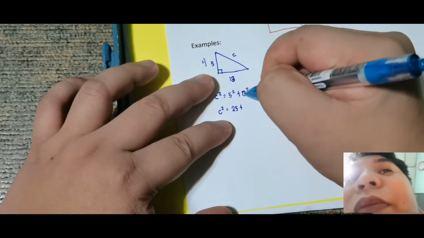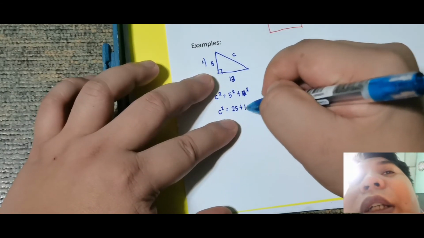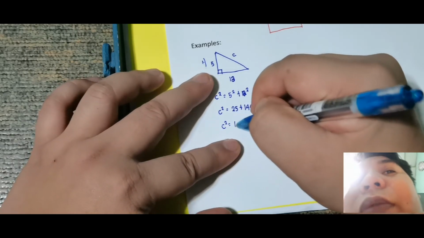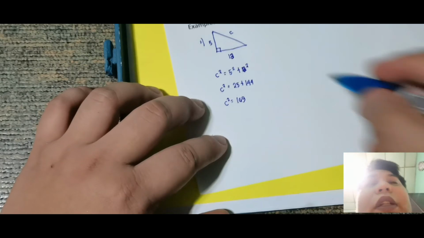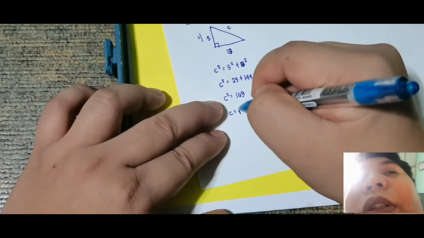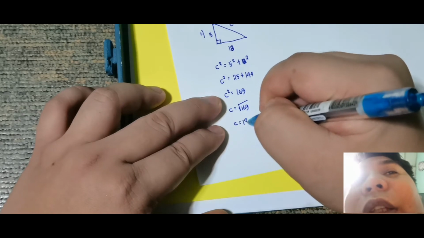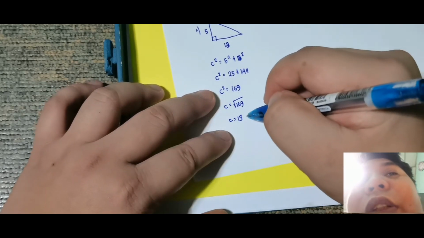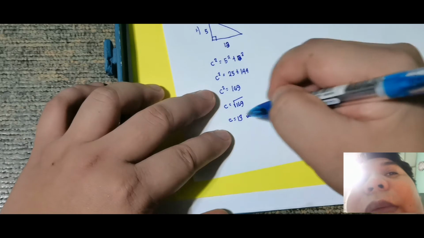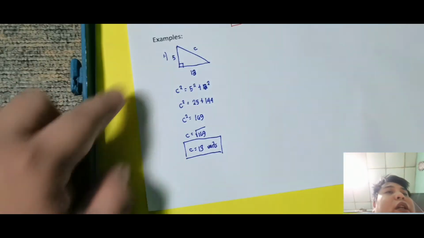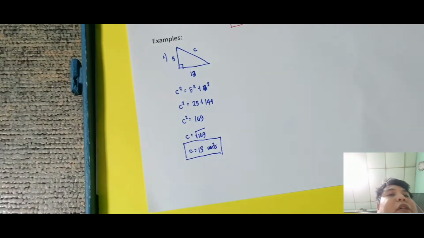12 times 12 is 144. So C squared is equal to 25 plus 144, which is 169. Simply, C is equal to the square root of 169. Kunin mo na yung positive, that is C is equal to 13. So, yung measure ng C is 13 units. Kunwari cm yan: 5 cm, 12 cm, so 13 cm yan. Ganun yung sagot.